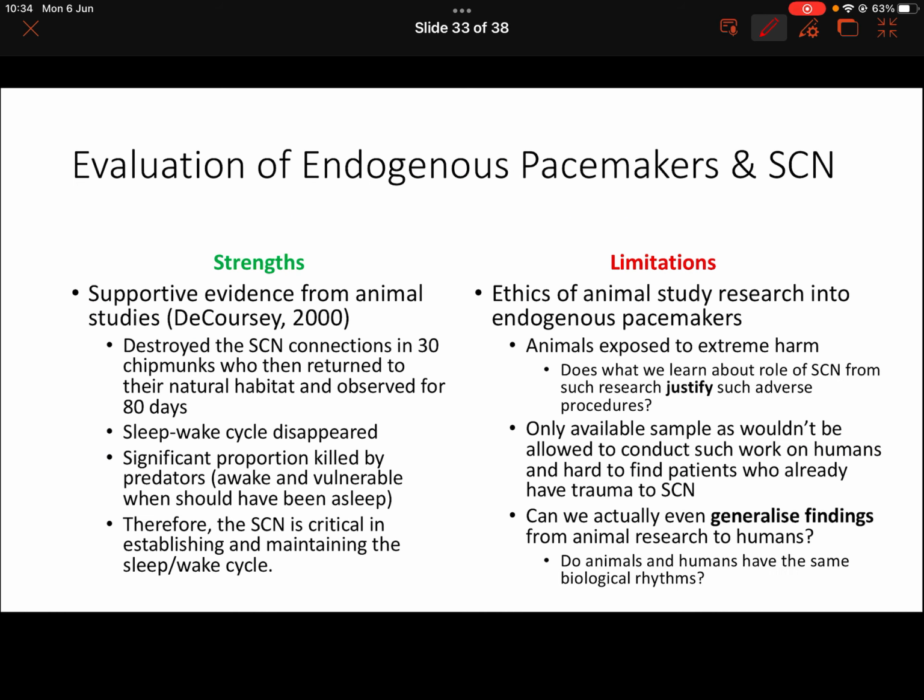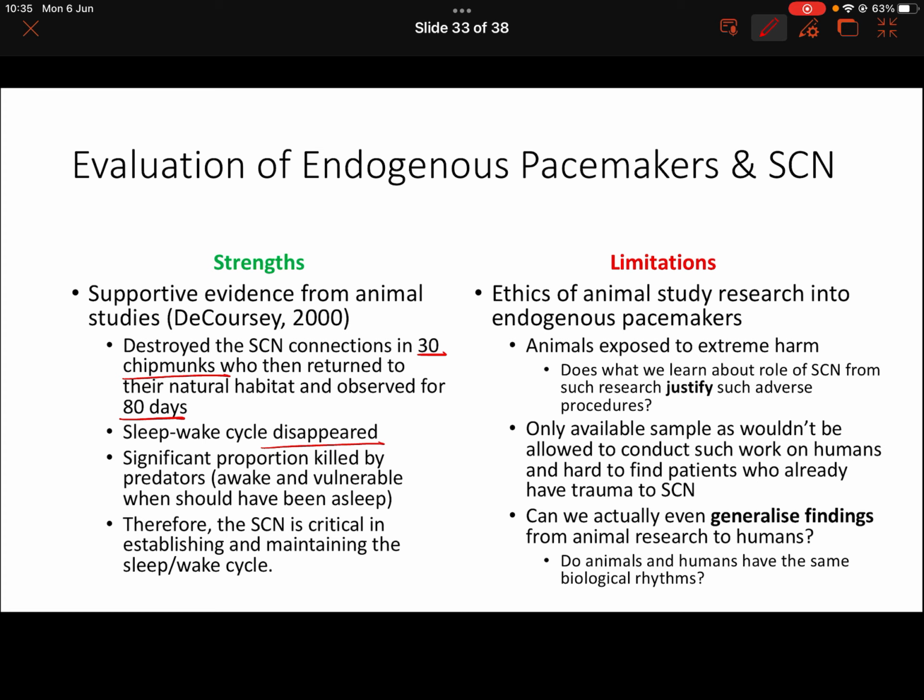Okay, so let's have a look at evaluating endogenous pacemakers and in particular the SCN. We're going to be looking at supportive evidence from animal studies. In this research by DeCourcy in 2000, they destroyed the SCN connections in the brains of 30 chipmunks. They then returned these chipmunks to their natural habitat and observed them for 80 days. They found that the sleep-wake cycle of the chipmunks disappeared. So they were still getting the same amount of sleep, but they weren't showing this cyclical pattern that we should expect to see in a normal sleep-wake cycle of mammals.